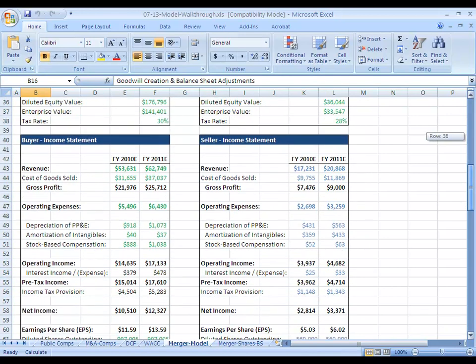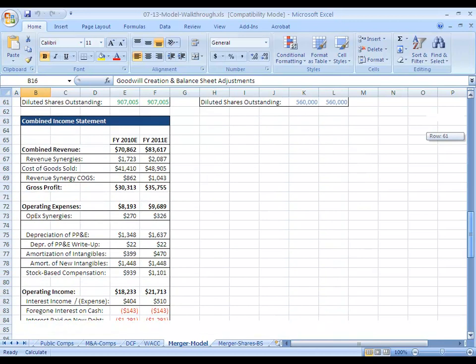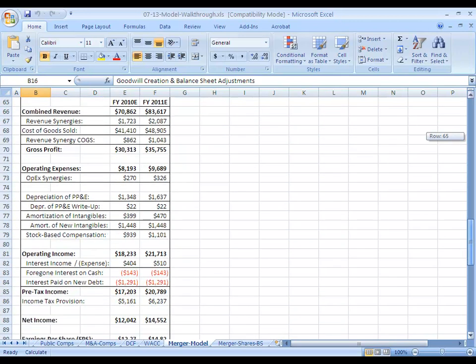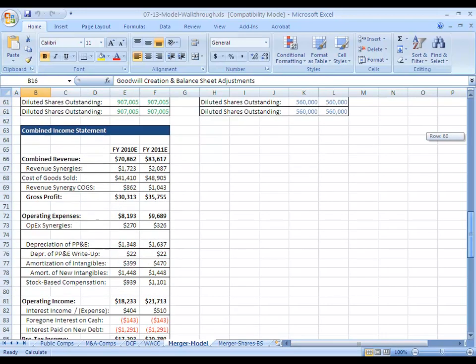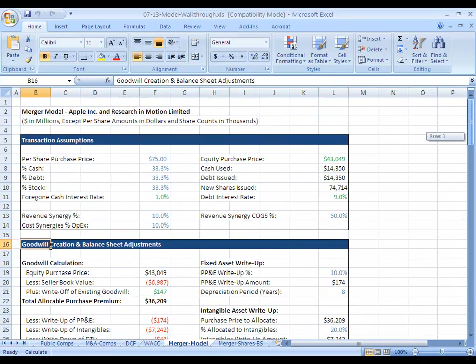Really, they're looking to see if you have a basic understanding of how to make the assumptions in the beginning and then combine the company's income statements. So the level of detail that we have here in this model is completely unnecessary. And it's actually a bad move if you try to go into that much detail.